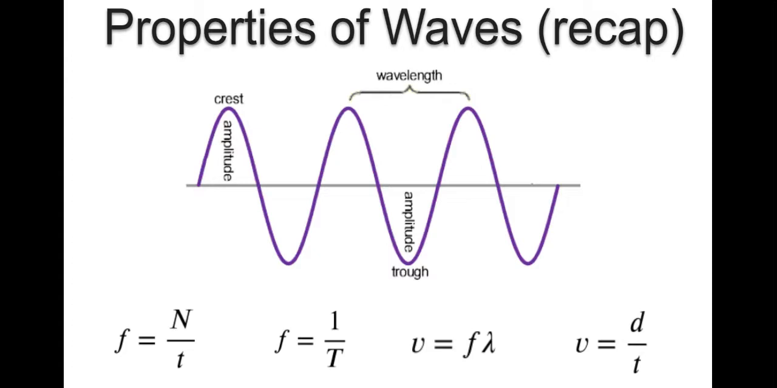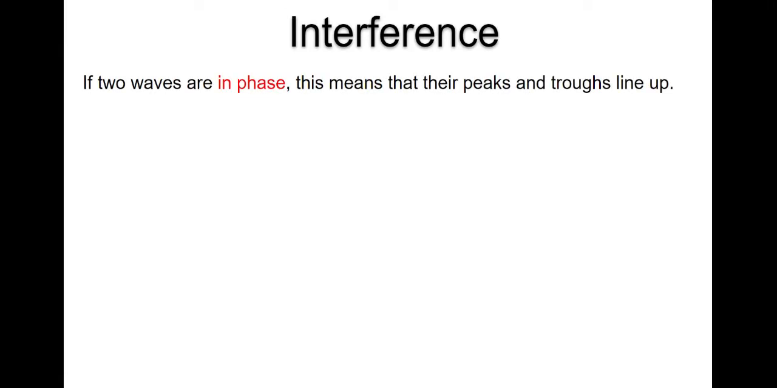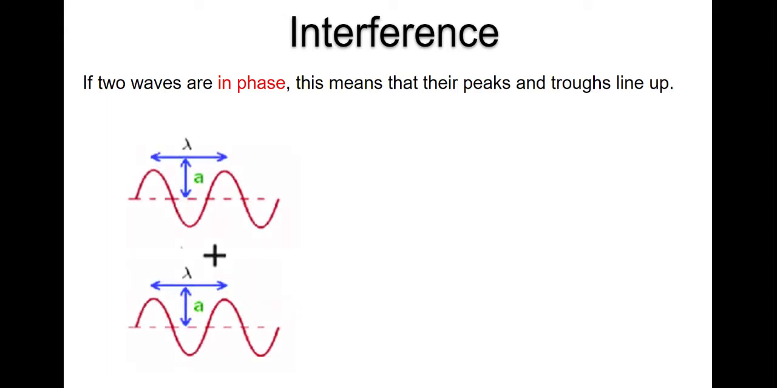Now, on to the new stuff. Waves can interfere with one another. And they can interfere in a couple of different ways. Firstly, if two waves are in phase. Now, what I mean by being in phase, I mean that the crests of two waves are lining up with each other and the troughs of the two waves are lining up with each other.